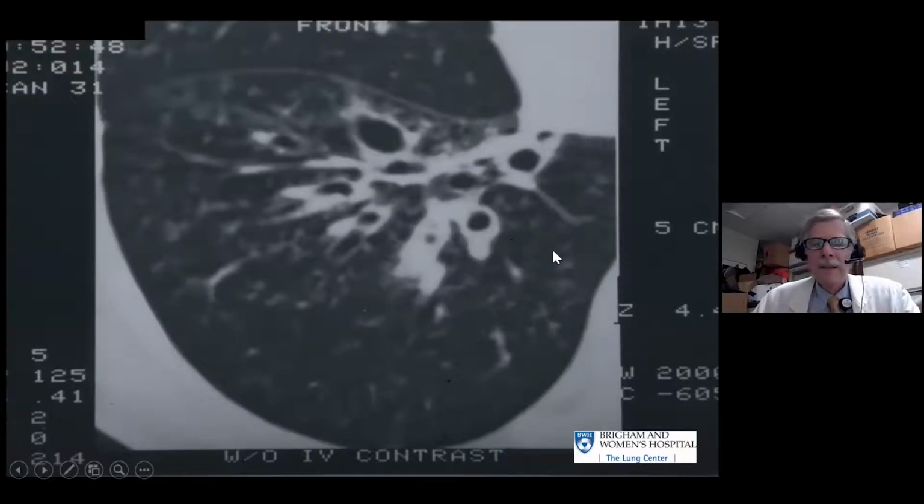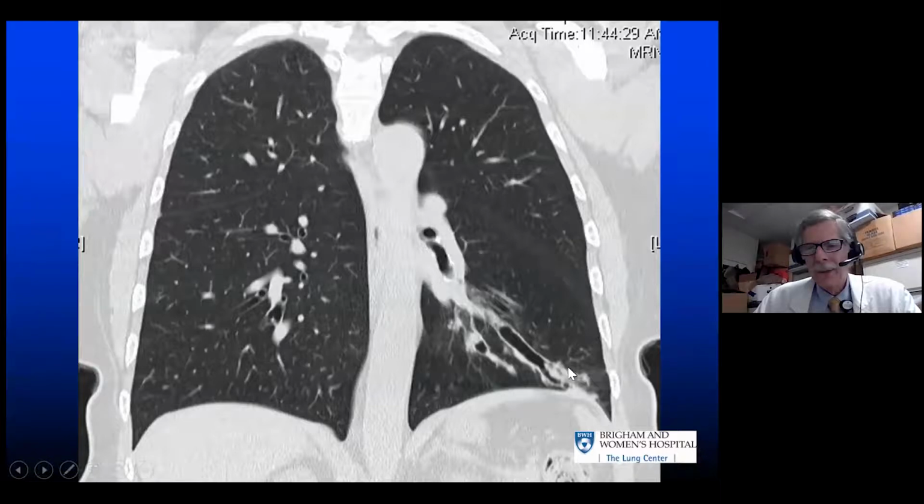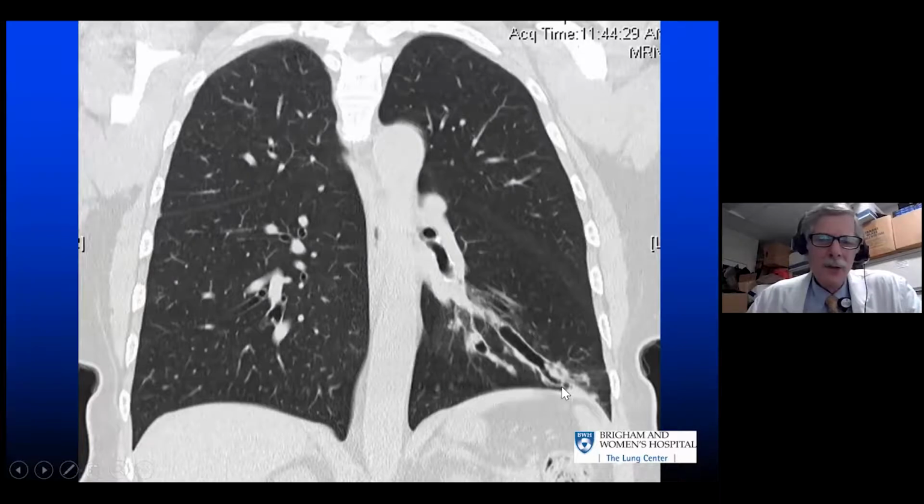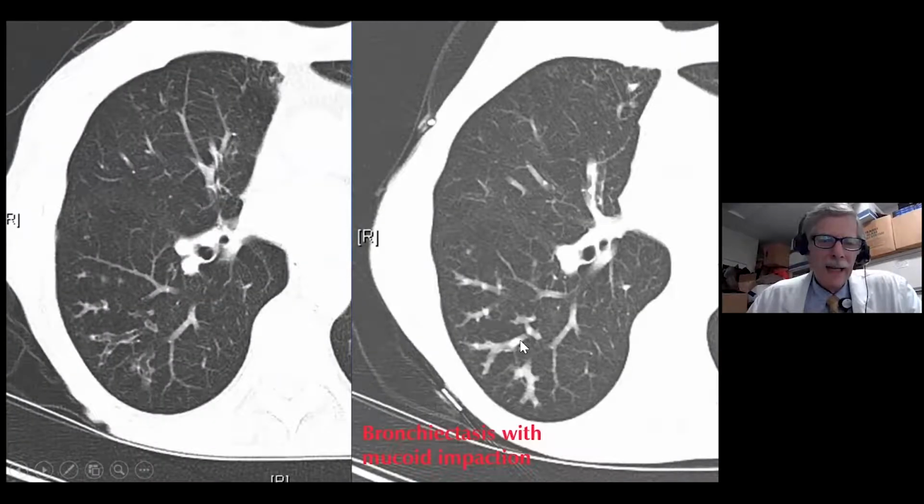This is one of my favorites, a dramatic left lower lobe bronchiectasis with big dilated airway branching way out to the lung periphery. That's easy to diagnose. And then this image I like because it shows what happens when these dilated airways filled with air become filled with mucus, so-called mucoid impaction.